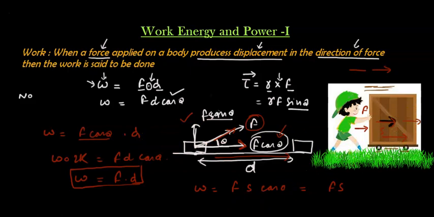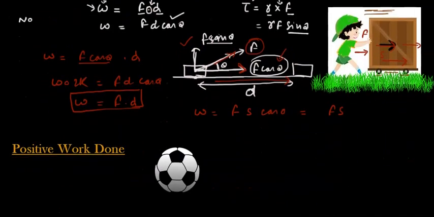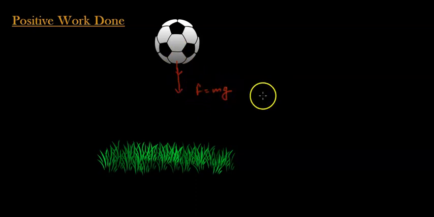Let's understand the different ideas of work and different cases. Like this is the positive work done. Let's take the example. If I just let this ball go, then the ball will go down and strike the ground over here. So you can see the ball is actually attracted by a force. What is the force over here? It is the weight. And how is the weight acting? Because of the gravitational force. So the gravitational force is applied on the ball, and this gravity brings the ball down.